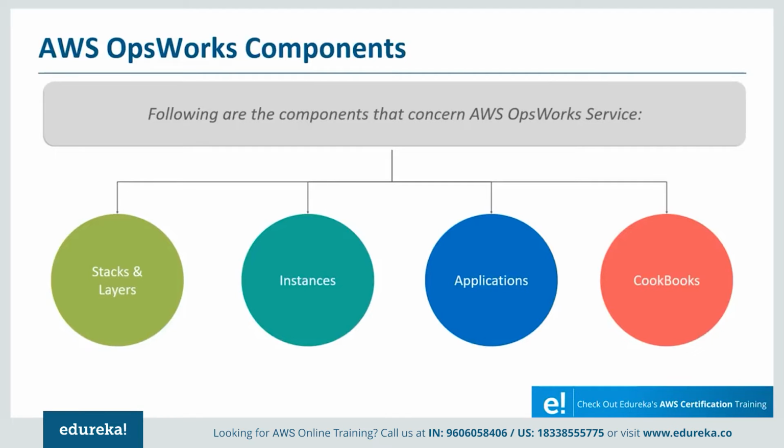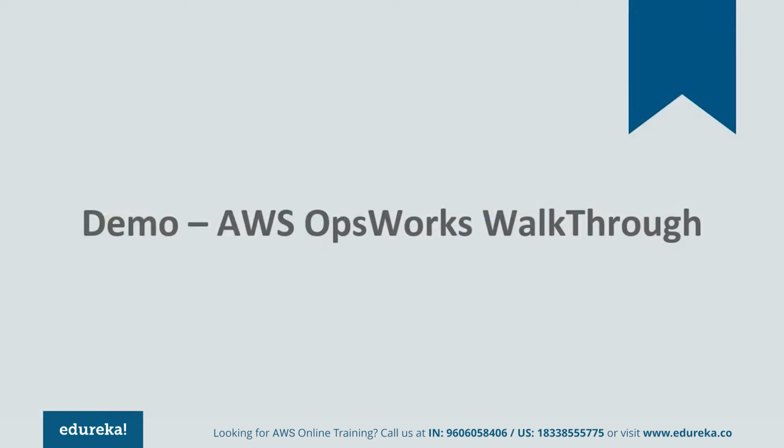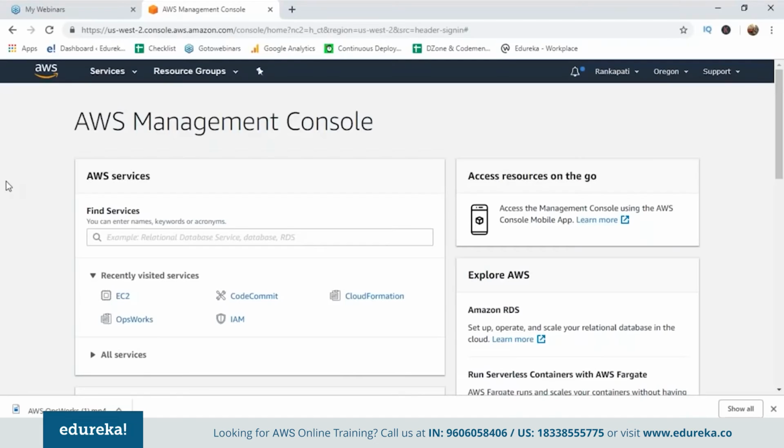So, guys, we've talked about all these things: stacks and layers, instances, applications and cookbooks. Now let us go ahead and switch into the console part and see what AWS OpsWorks has to offer us. I've switched into the AWS console. This is where we will get a walkthrough of AWS OpsWorks.